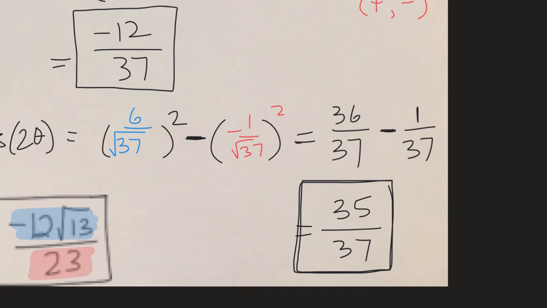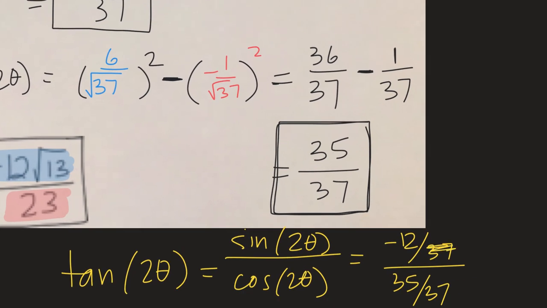So in order to find the tan, I'm going to do an identity, knowing that tan is the sine over the cosine. Okay, so the sine value was negative 12 over 37, and the cosine value was 35 over 37. And the 37s, when you multiply by the reciprocal, cancel out. So the tangent is negative 12 over 35.